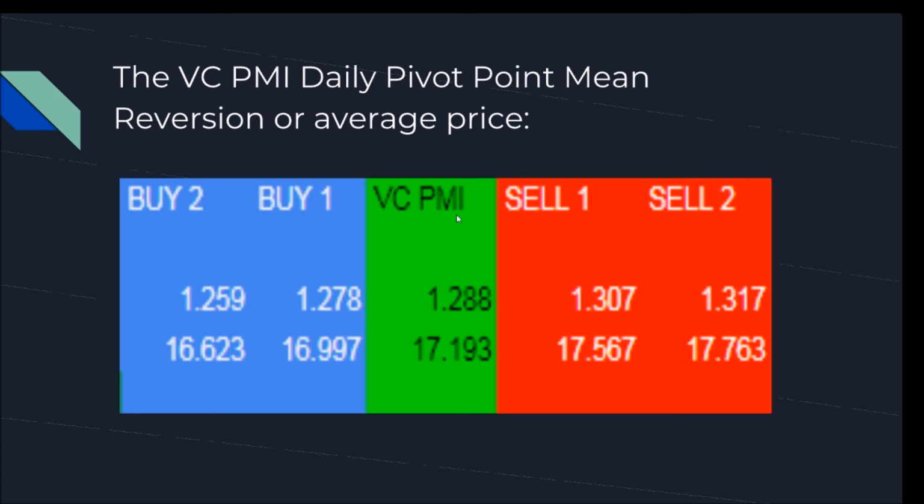The VC price momentum indicator in green is the VCPMI pivot point, or the mean indicator. This is the average price that allows us to quantify the extreme above the mean of sell 1 and sell 2, or the extreme below the mean of buy 1 and buy 2.